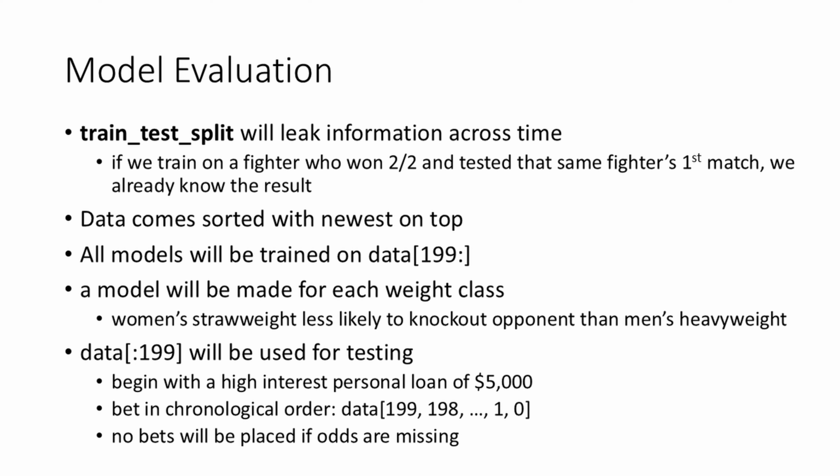Our data is sorted such that the newest is on top, so we will train all models on data below row 200. Python uses a 0 index, so that will be row 199. We will simulate bets in chronological order, that is, we predict matches from 199 towards 0 and place bets if betting odds are available. For each model, we also subset our data by weight class and train a model for each weight class. I am assuming each weight class is different enough to need their own model. It seems like women's strawweight are less likely to knock out their opponent than men's heavyweight. This also takes care of differences in fighting style between the genders.